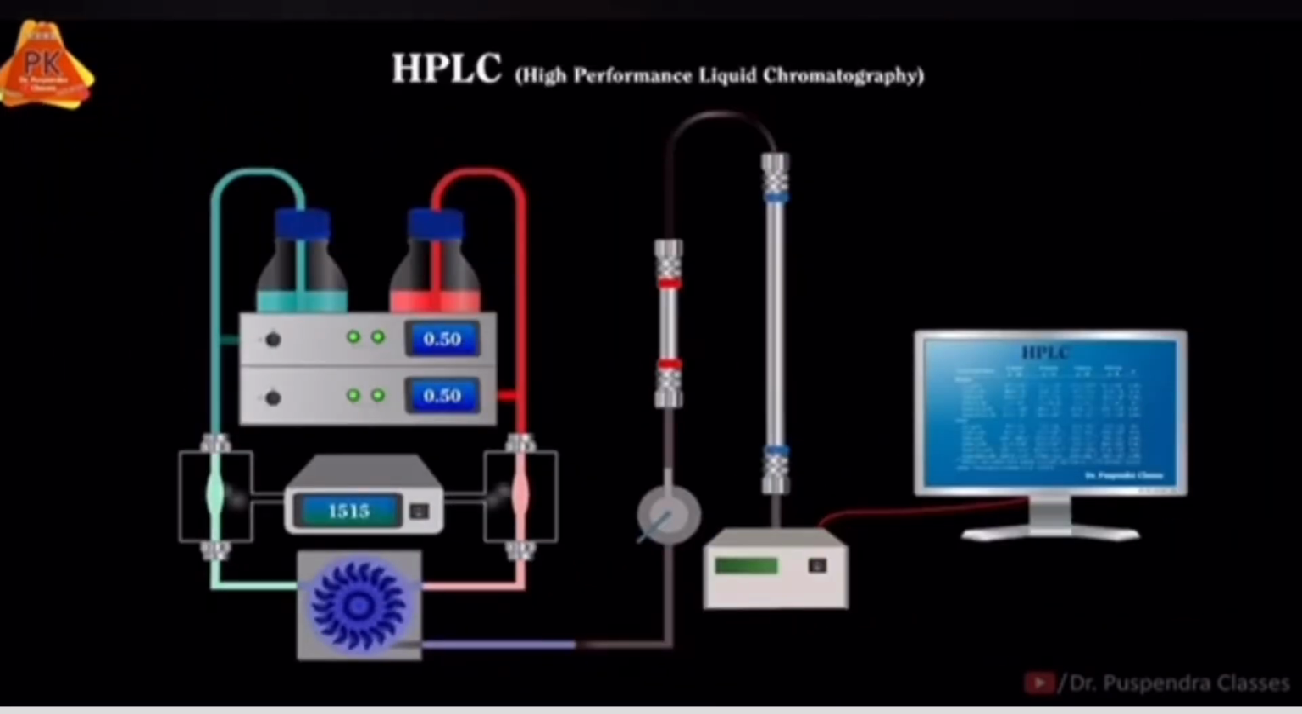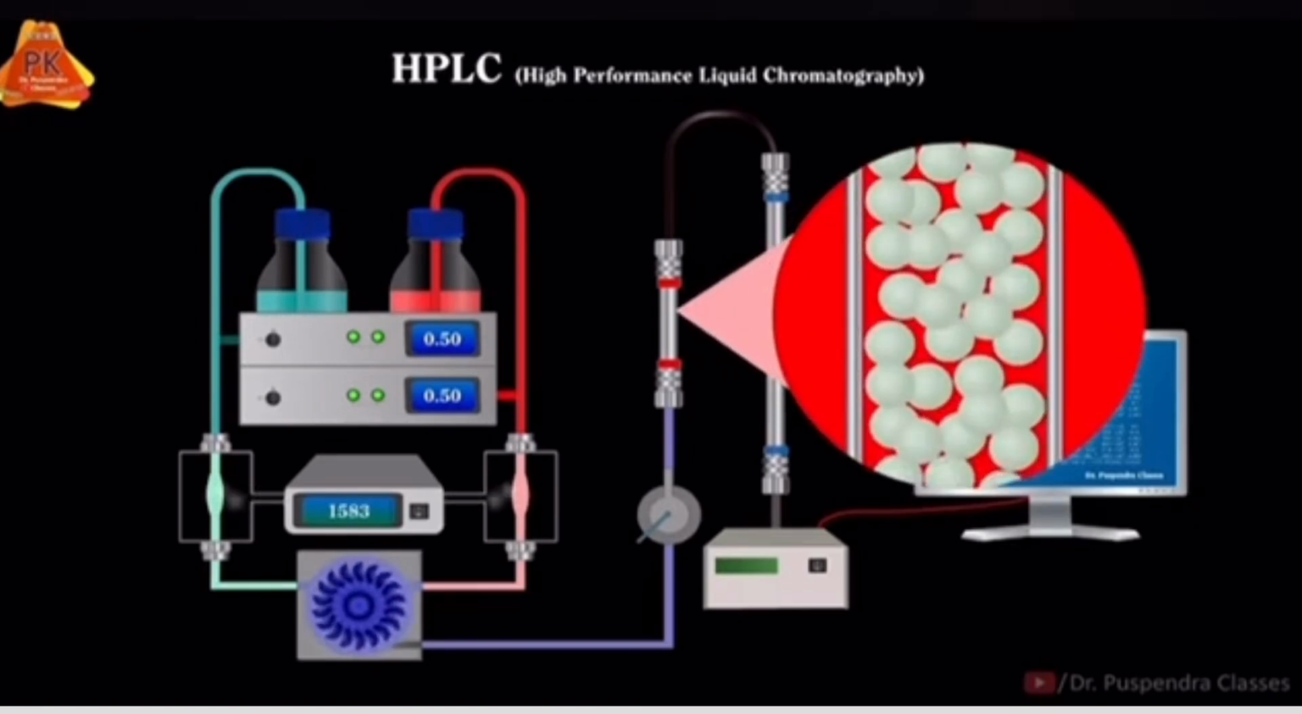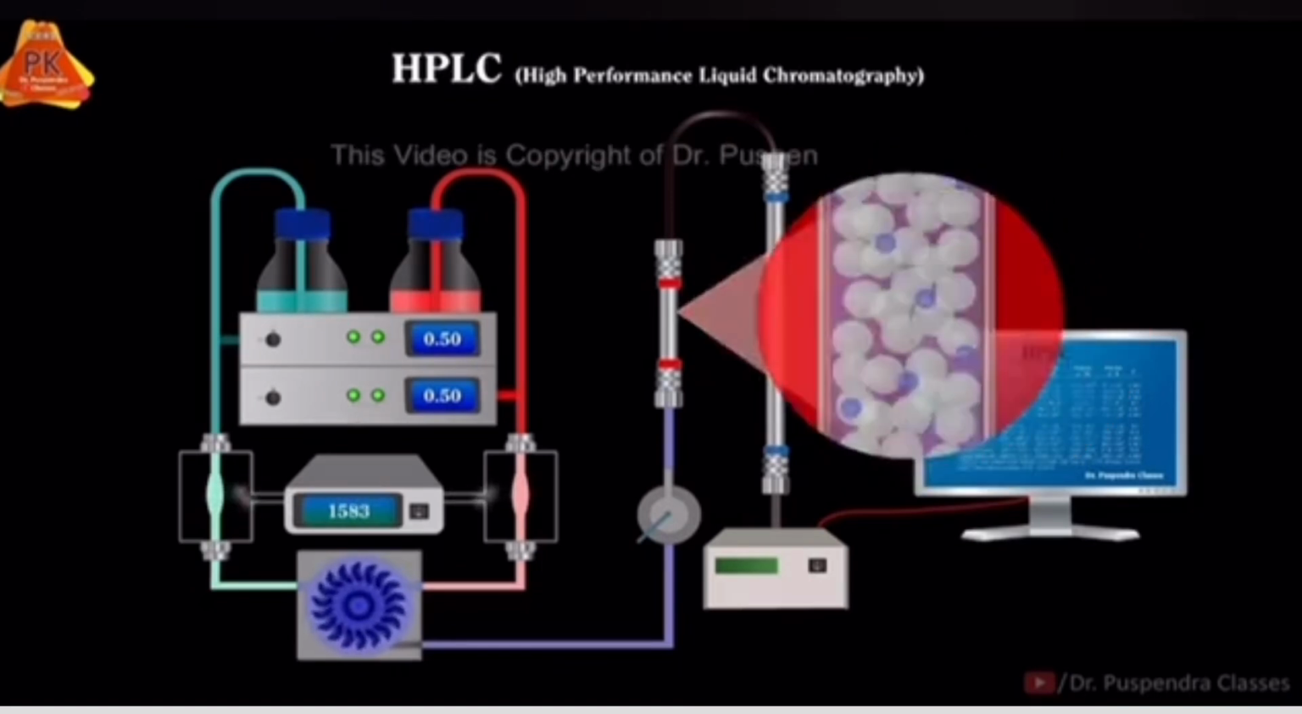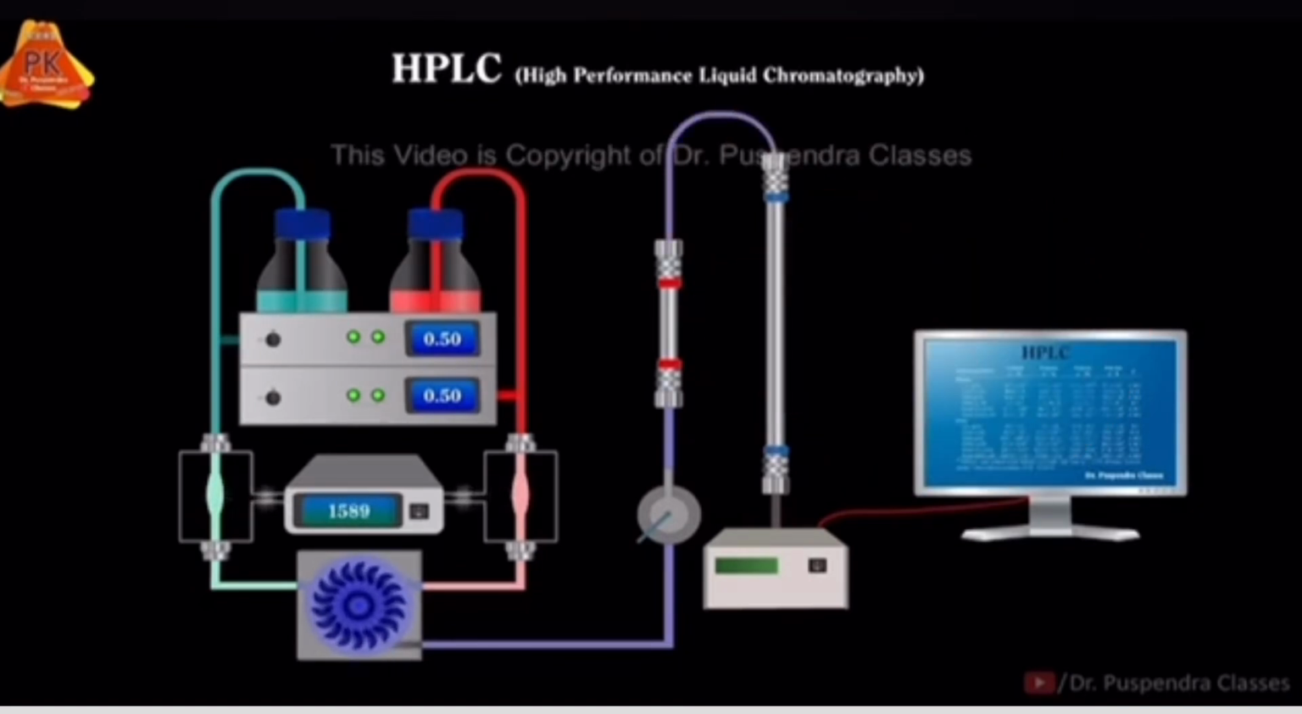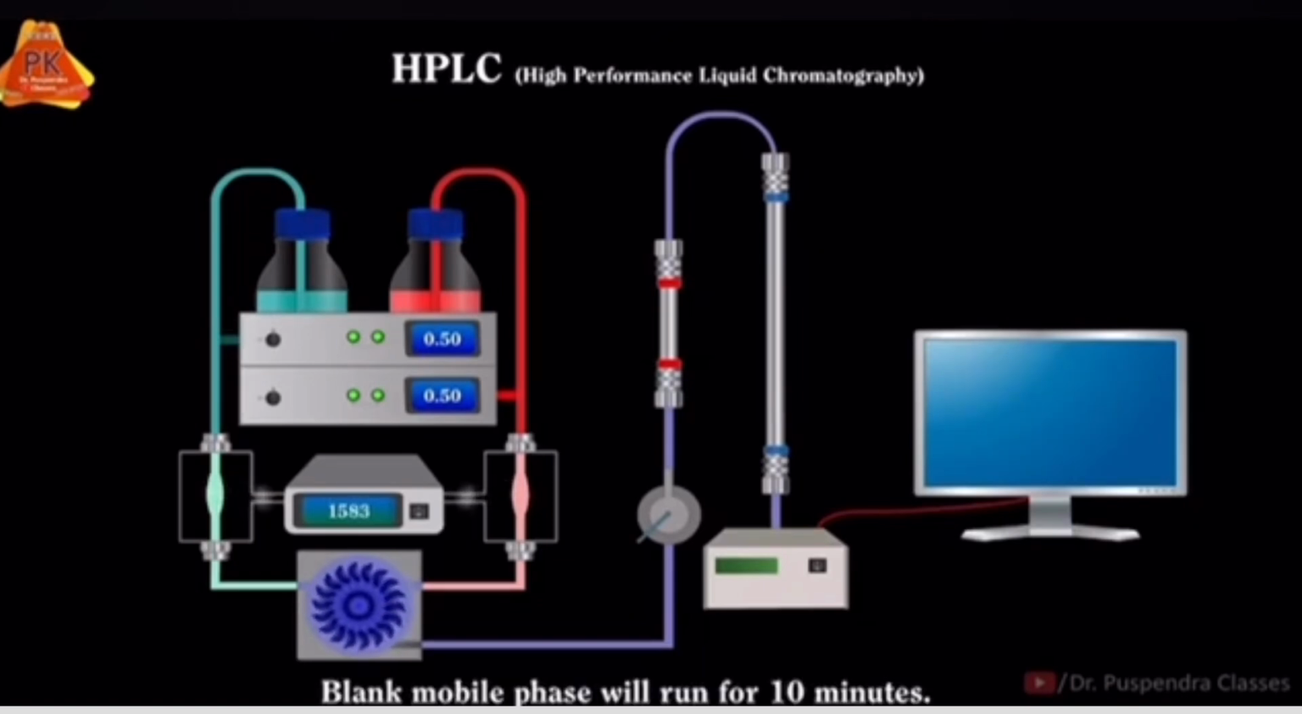Now this mobile phase will run towards the pre-column or guard column. This guard column will remove any kind of impurity present in the mobile phase and protect the analytical column from the impurities. In the next step, the mobile phase will further move towards the analytical column, then finally goes to the detector. In this condition, the blank mobile phase will run for at least 10 minutes, which gives proper conditioning of the HPLC instrument.